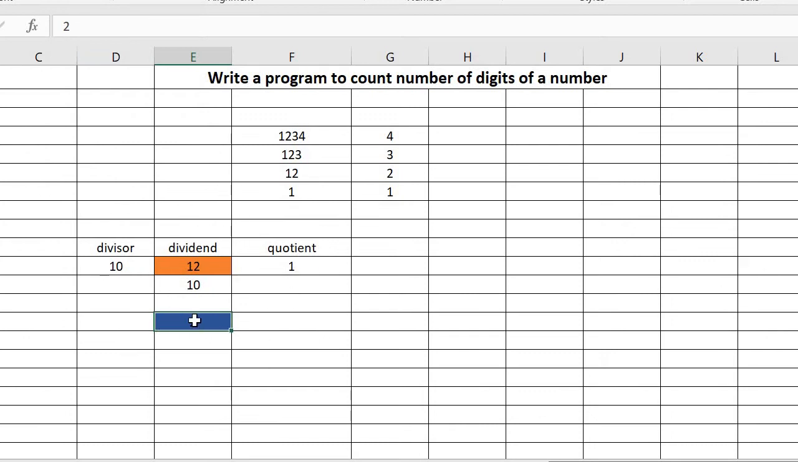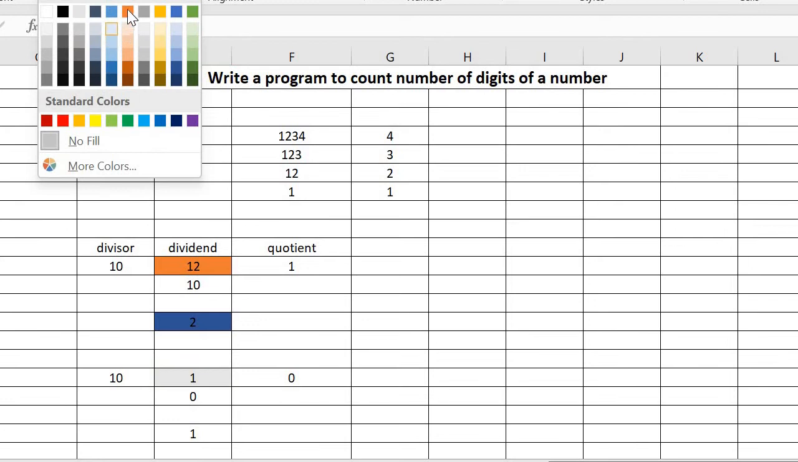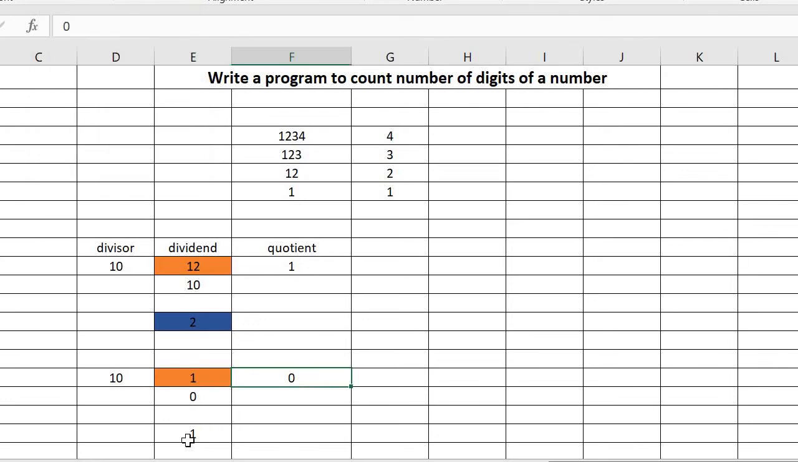So this is the first time I have divided the number 12 by 10. Why only 10? Because 10 is the base number. Therefore I have divided it by 10. So we have got the quotient here as 1 and the remainder here as 2. I don't have to do anything with the remainder. Please make a note: I will take the quotient as the dividend now and divide it. So 10 zeros are 0, right? And the remainder again is 1 over here. This is the divisor, this is the dividend, this is the quotient, and this is 1.